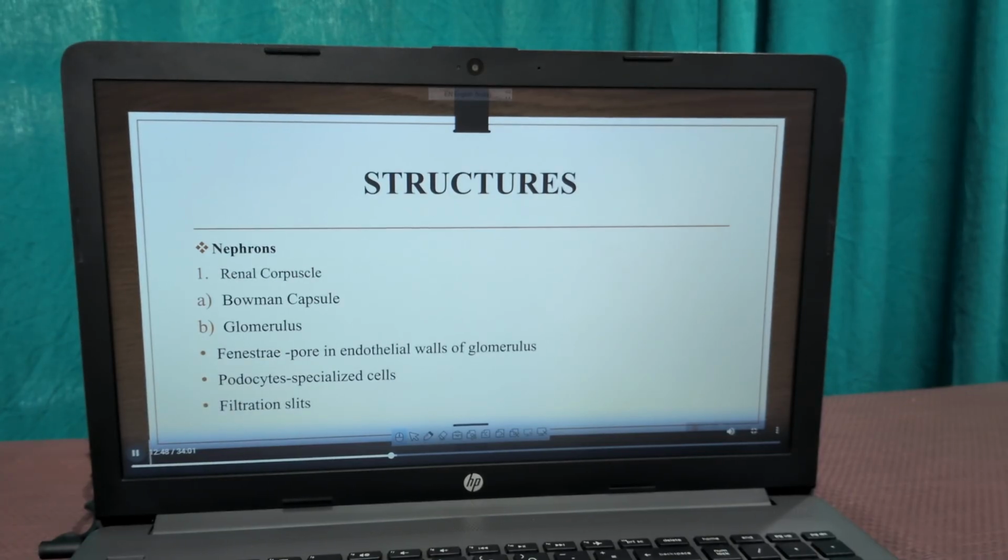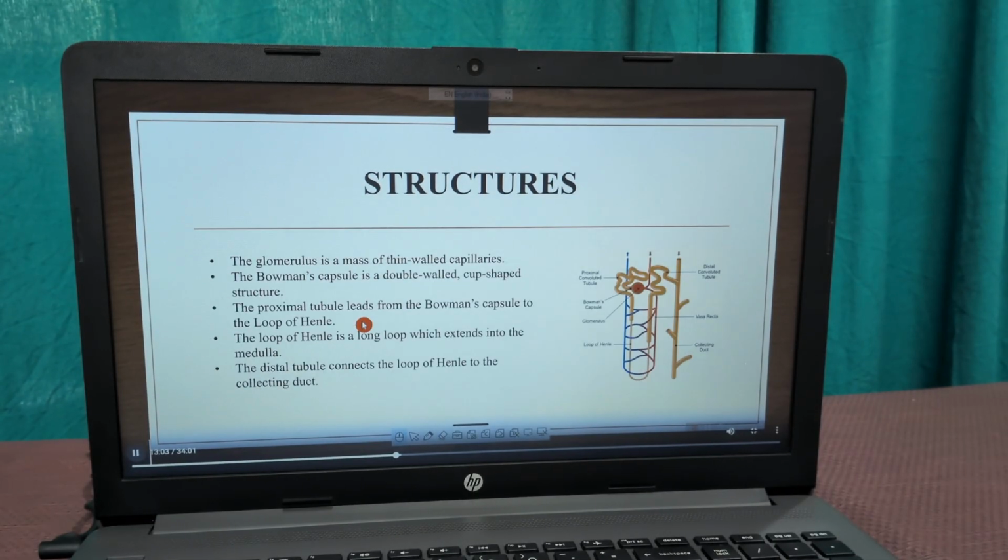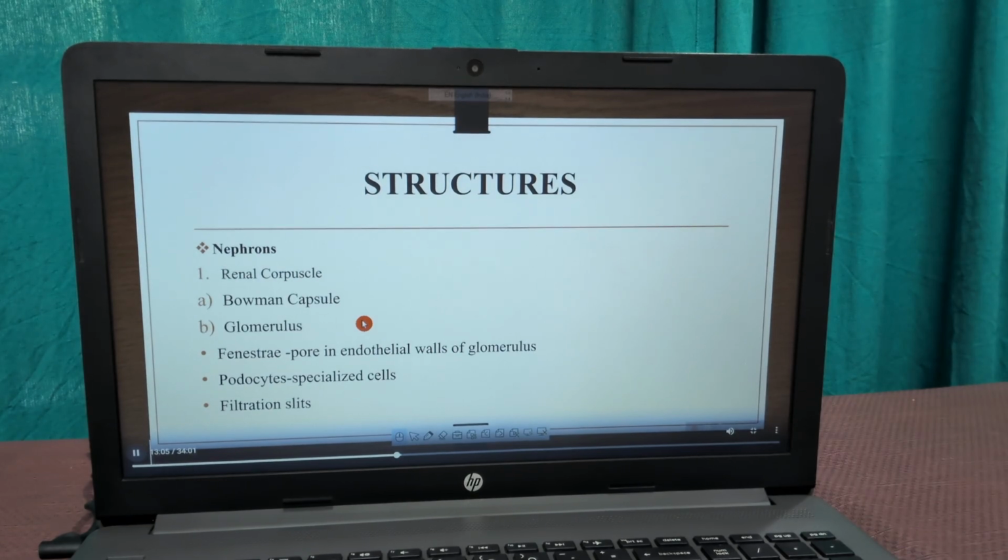Each nephron is a long tubule, an extremely fine tube about 30 to 50 mm long. At one end this tube is closed, expanded and folded into a double-walled cup-like structure, which is called the Bowman capsule.